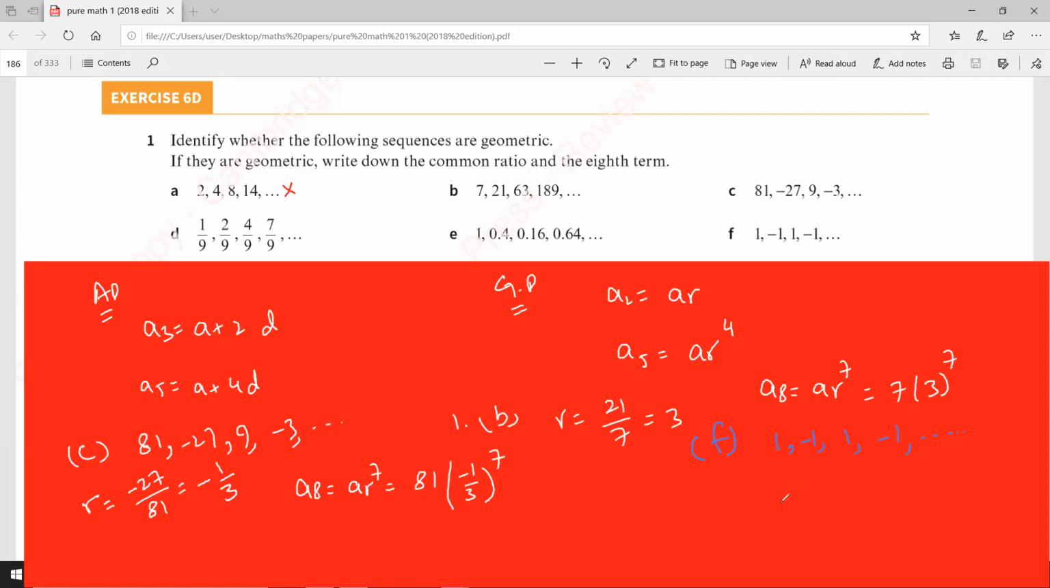Yes, this is a GP because your R over here is minus 1. R is minus 1 because what is minus 1 over 1? So that is minus 1. So the eighth term would be A R raised to power 7. Your A is 1, and this is minus 1 raised to power 7. So we can say this is going to be minus 1.